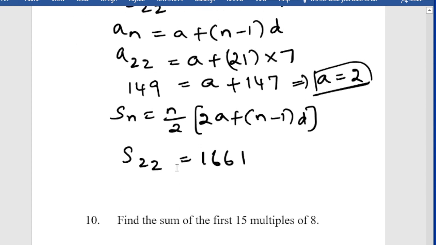I left this work to you. This is very simple. Substitute all the values a, d and n is 22. You will get S22 as 1661.